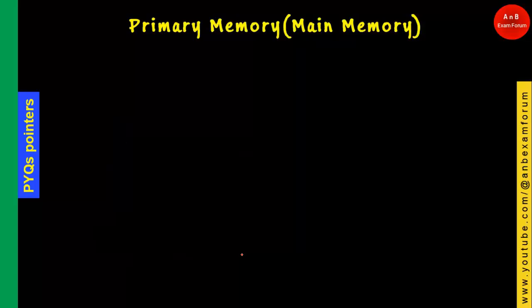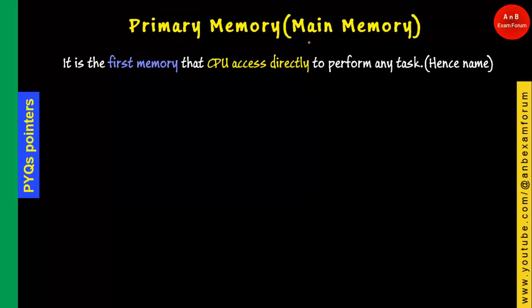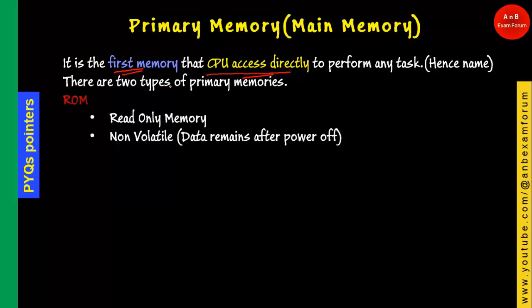Coming to the primary memory or the main memory, the first thing you should remember is why it is called the main memory. Because it is the first memory that the CPU accesses directly to perform any task. Whenever it wants some information or data, it is the first memory it will look into. So the CPU will access the primary memory first, and afterward it is going to access the secondary memory. Based on this, there are two types of primary memory: ROM and RAM.